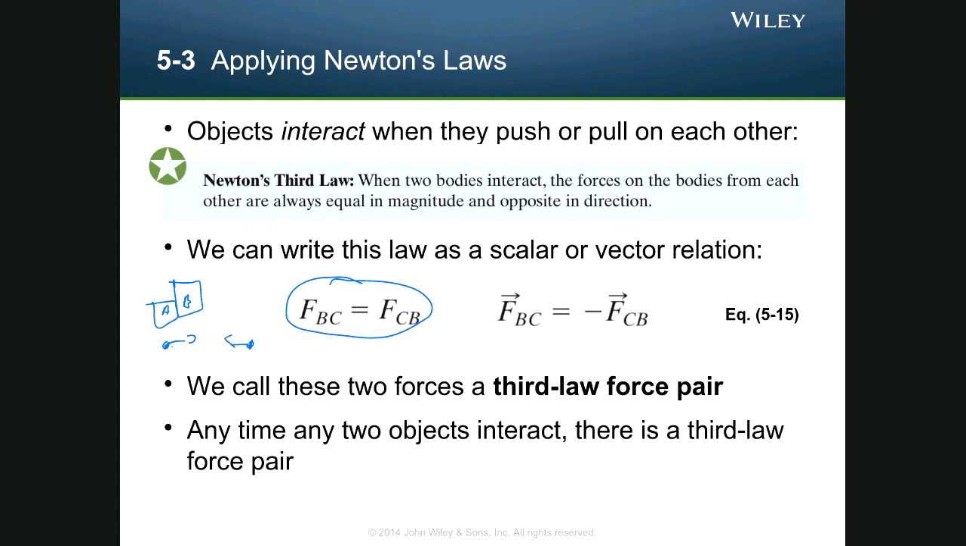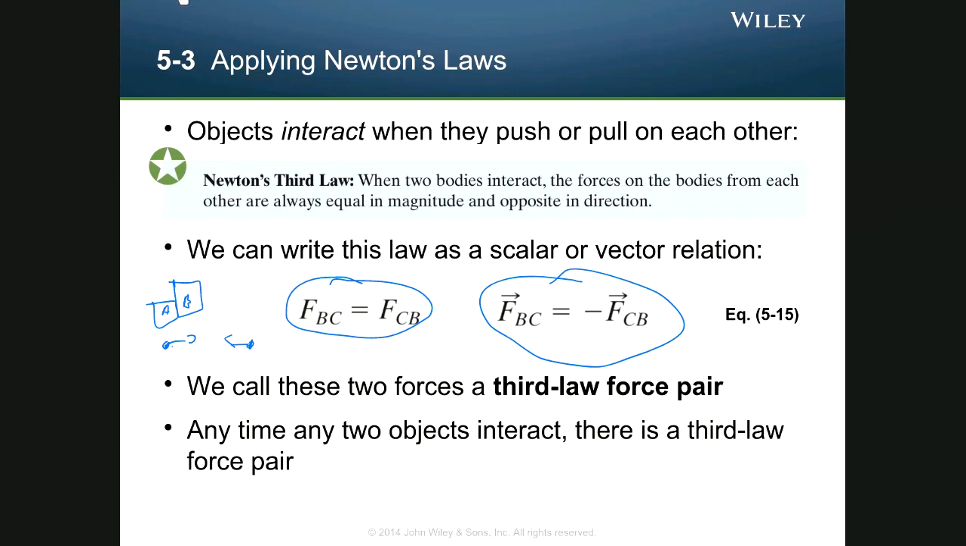Now, we call these two forces, see right here in the vector, F_BC equals minus F_CB. You'll notice that when you look at the drawing, they are indeed equal and opposite. So these are a third law force pair. And notice this is important. Anytime two objects interact, there is a third law force pair. So keep that in mind.